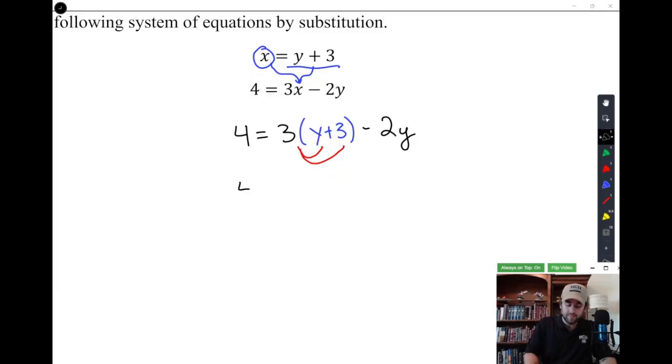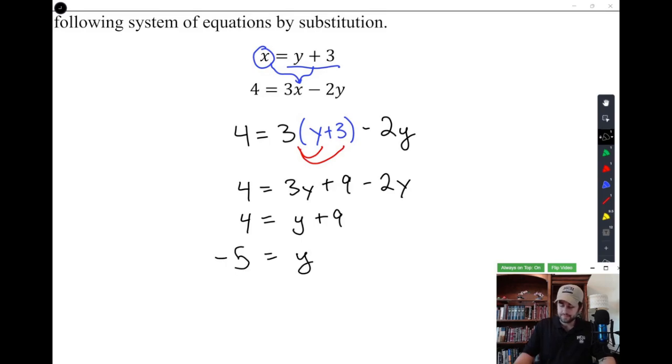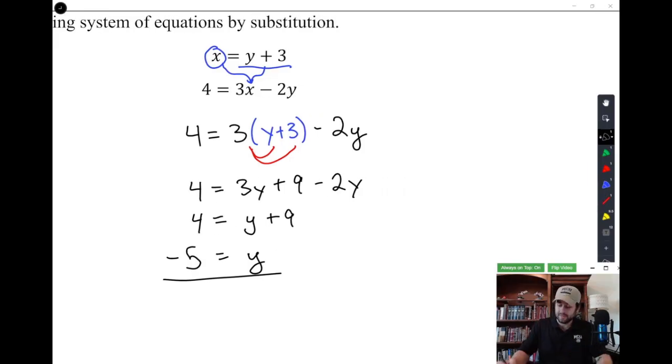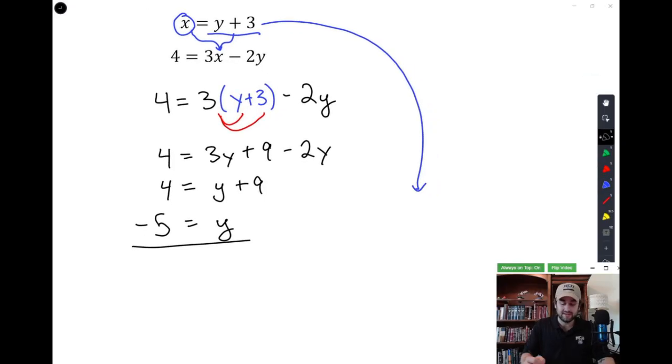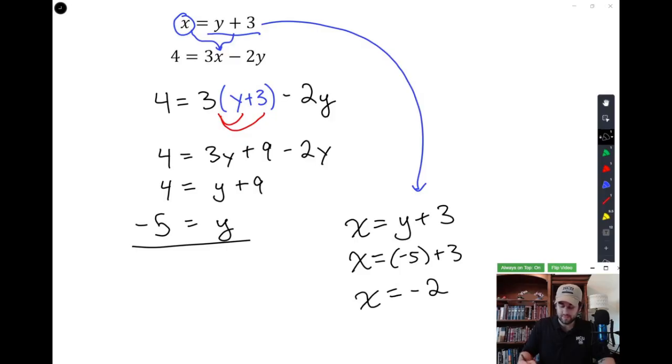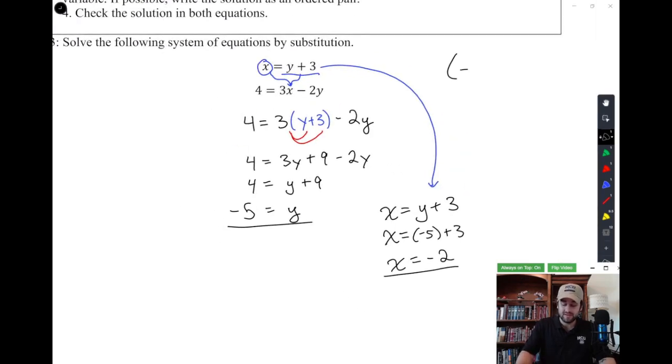So distributive property, 4 equals 3y plus 9 minus 2y, which means 4 equals 3y minus 2y is 1y plus 9, which means y is equal to -5. But we're not done with our solution, because if you remember the other one, the solution looked like a point. So what we need to do now is pick either of the two equations and plug it back in. I'll take the first one because it seems to be a little easier to plug and chug. If I know that y is -5, that means x equals y plus 3, which means x is equal to -5 plus 3, which means that x is equal to -2. And there's my solution. (-2, -5) is a solution to these equations.